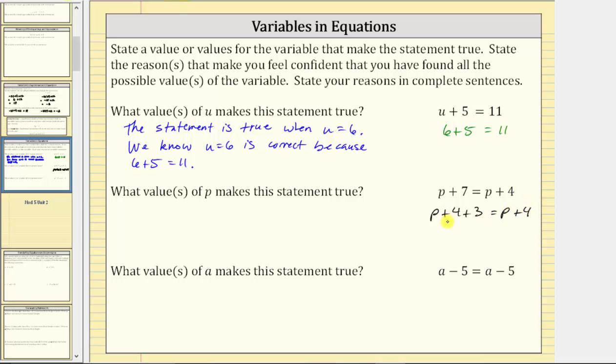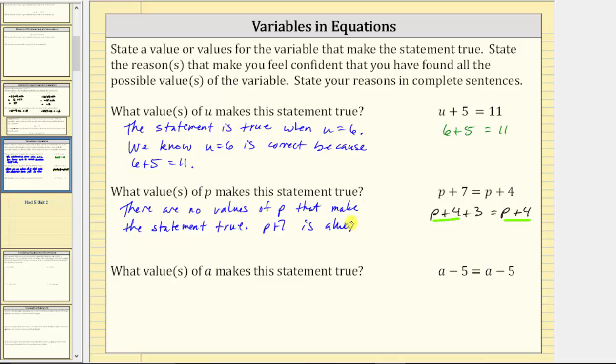And we know that p plus 4 must equal p plus 4 for any value of p. So writing it this way shows that p plus 7 is always 3 more than p plus 4. So to answer the question, we will say there are no values of p that make the statement true. We can also say the equation has no solution. For a reason, we will say that p plus 7 is always 3 more than p plus 4.